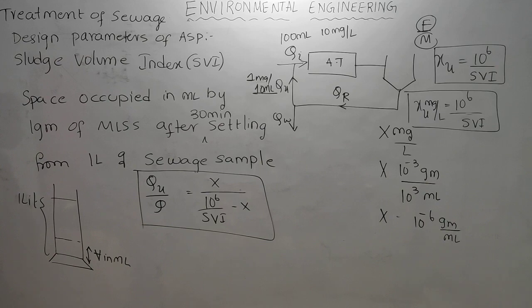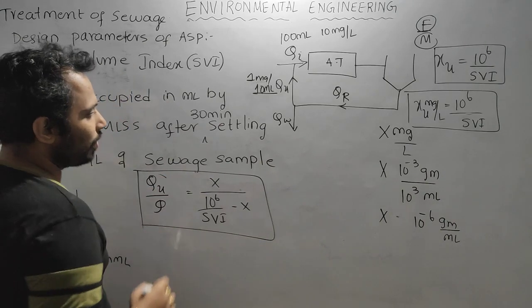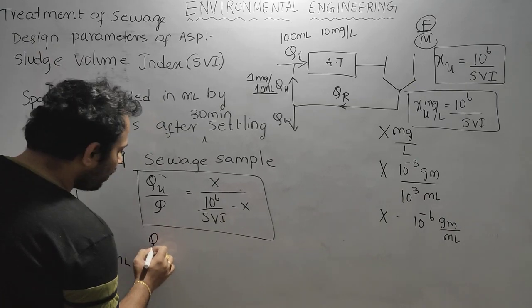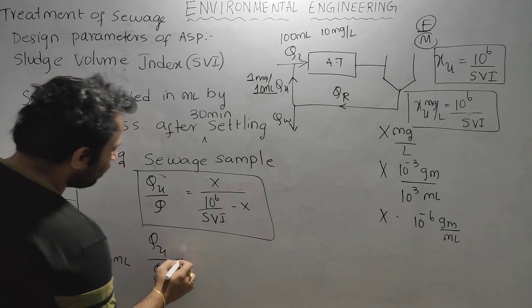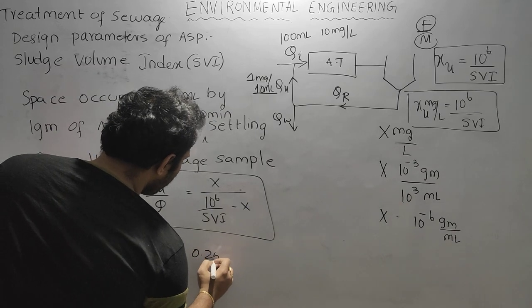So generally the value of this QU by Q ranges in between 0.25 to 0.5.